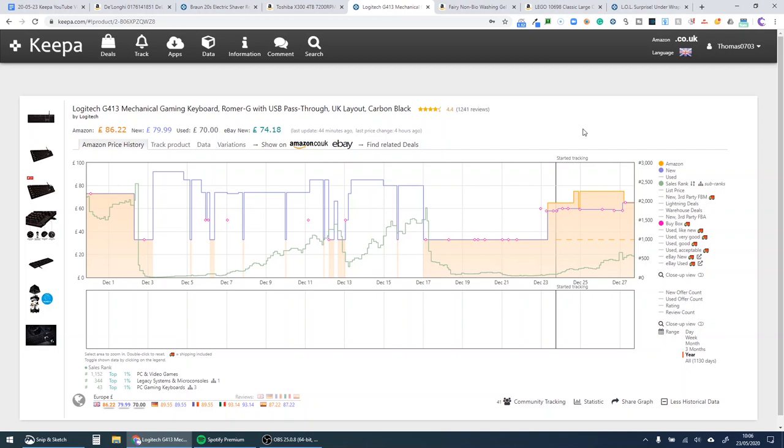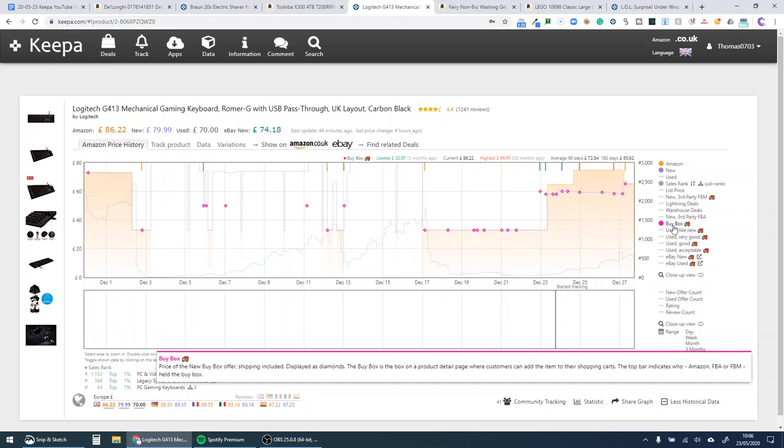But the one thing I'm going to do is come into my Keepa graph and hover over this buy box icon here. What you're probably going to notice straight away is there are some lines showing up in this product at the very top of the graph. What I'm going to do now is take a screenshot and start annotating over those lines. So let's do that now.